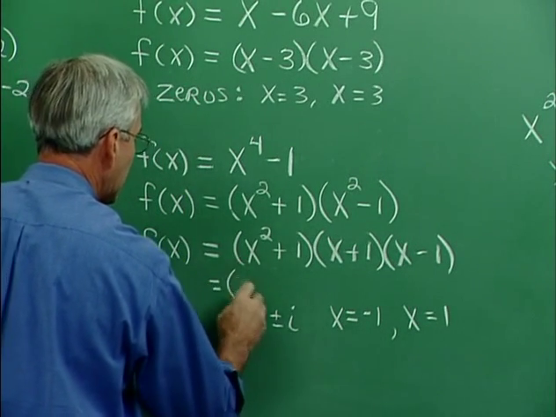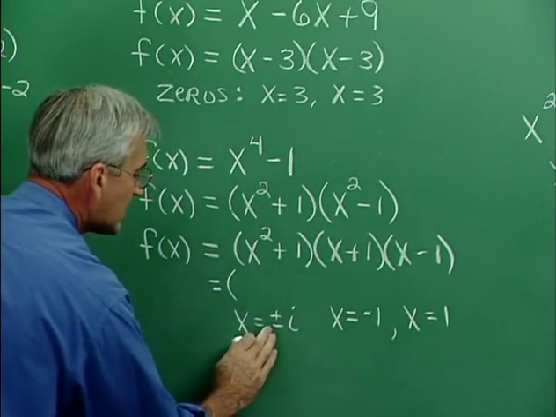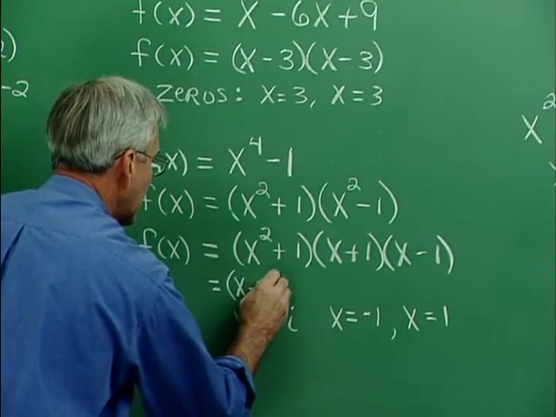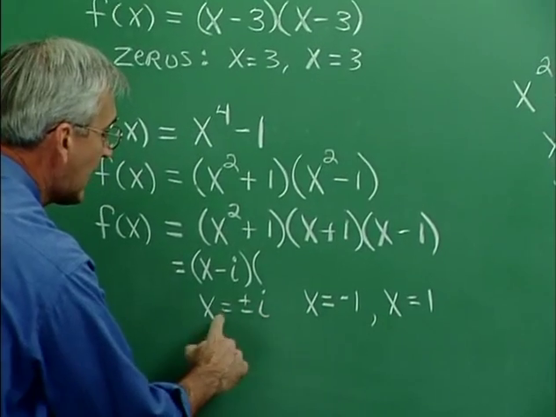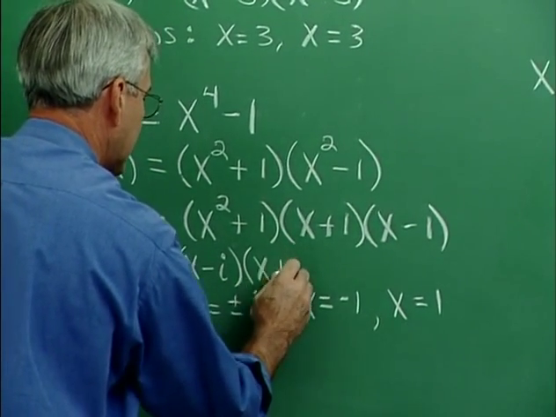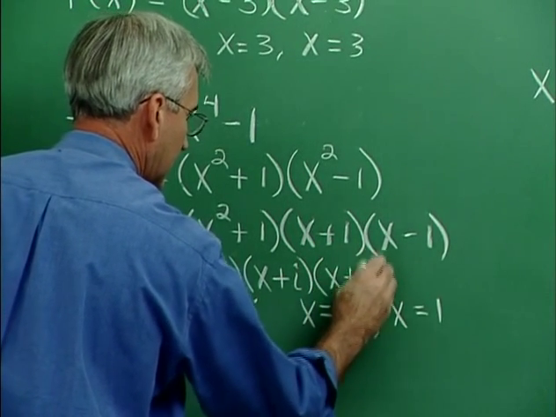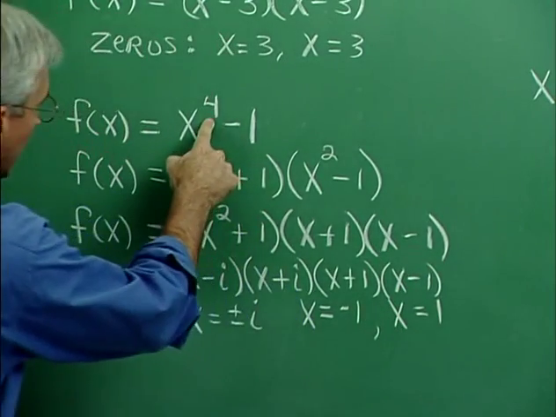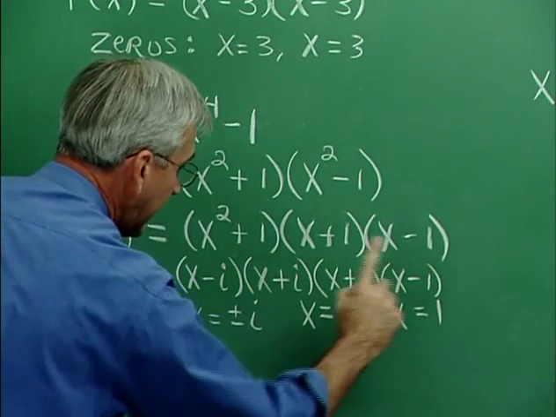And they would be, well, let's see, we have 2 of them over here that are going to stay the same. But these, let's see, if i is a 0, then x minus i is a factor. And if minus i is a 0, then x minus minus i, or x plus i, is a factor. And I'll bring down these other two. So, a fourth degree polynomial function, 4 zeros, 4 linear factors.